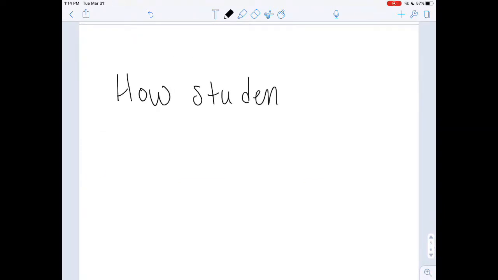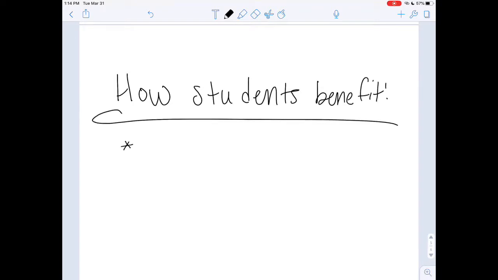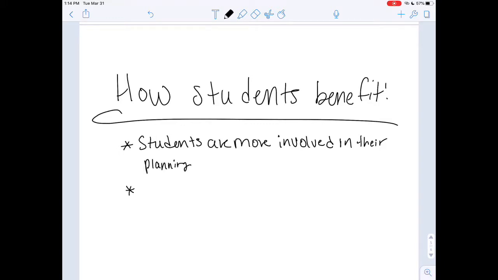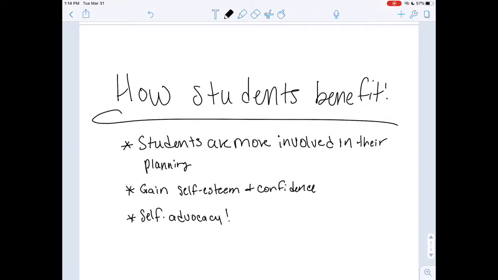Now we're going to talk about how students benefit from Indicator 13. So this is taken from the Transition and IDEA 2004 book by Carol A. Kakar-Bryant. So students are more involved in their life and planning. They gain self-esteem and confidence, which is really important for high schoolers as they begin transitioning. They are working on their self-advocacy skills and building those up, and then they're more than likely going to be better adjusted to adult roles.